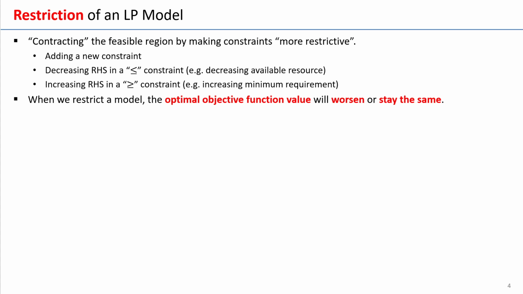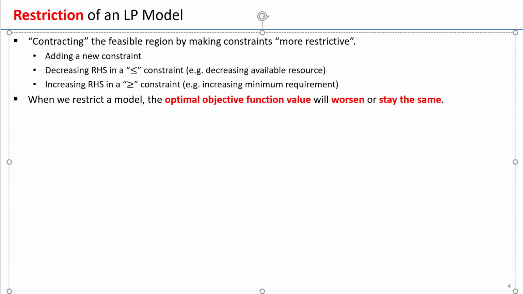Okay, so let us now talk about the reverse of relaxation, which is the restriction of a linear programming model. Well, if relaxation was expanding the feasible region, a restriction will be like contracting, reducing the size of the feasible region by making constraints more restrictive, right? So for example, if I add a new constraint, I might be restricting a model. If I decrease the right-hand side, like decrease available resource, or I increase minimum requirements, or I increase the right-hand side of a greater than or equal constraint, I will be creating a restriction.